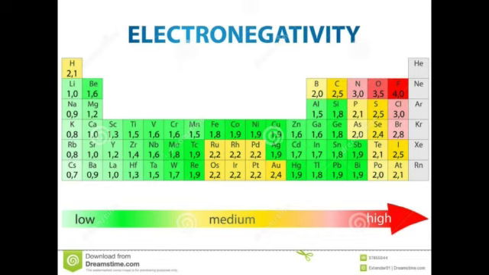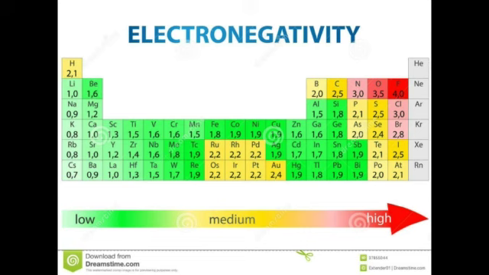Along the period, from left to right in the periodic table, the electronegativity increases because of the increase in the nuclear charge, which in turn attracts the electrons more strongly. On moving down a group, the electronegativity of the elements decreases because of the increased number of valence shells.